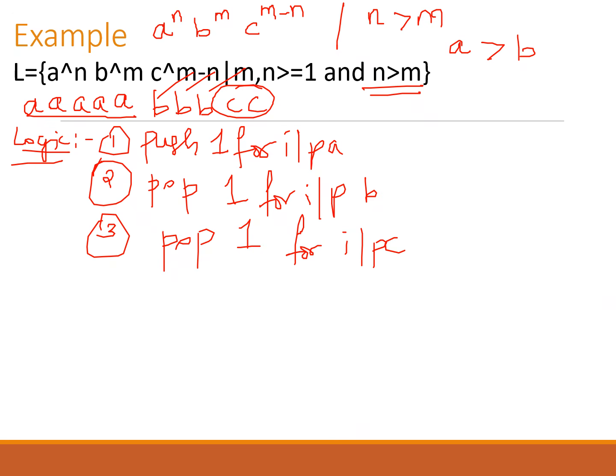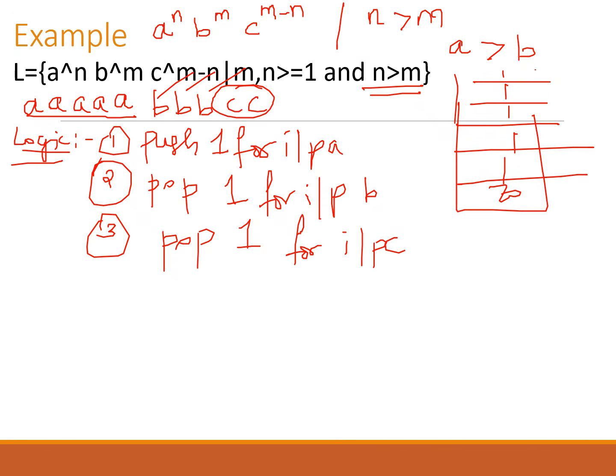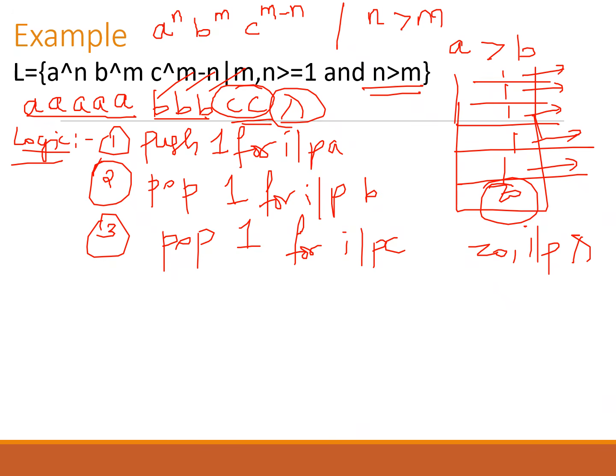So if I have 5 A's, in the stack I'll push 5 times 1. Right? Then for 3 B's, 1, 2, 3 will be popped. Next comes 2 C's. Again we'll pop for the 2 C's. What will be there in the stack? The stack will have Z0 and the input is exhausted, so it will have lambda, or you can call it epsilon. So then we will terminate. So let us just have this in the representation format.